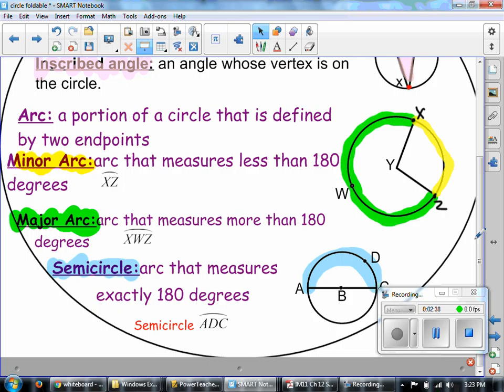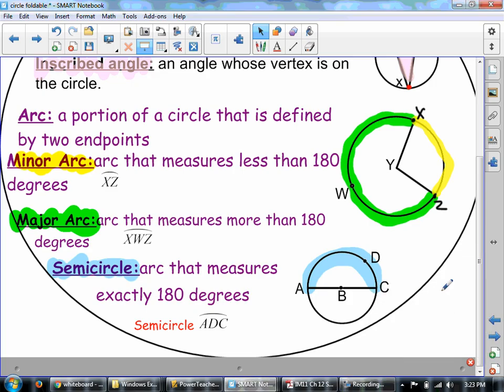Now we also have an arc called a semicircle. A semicircle is an arc that measures exactly 180 degrees. So as you can see in the drawing, it's highlighted in blue there. The way I can tell it measures exactly 180 degrees is that its endpoints are the endpoints of a diameter AC. So therefore, half the circle is 180 degrees.